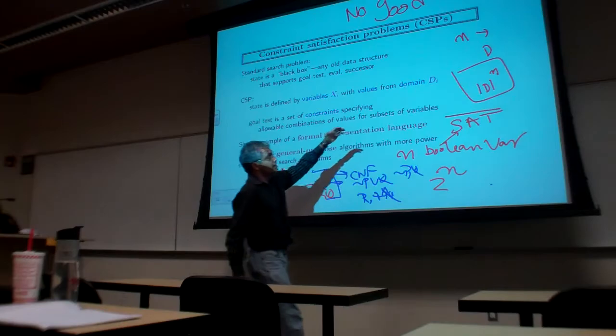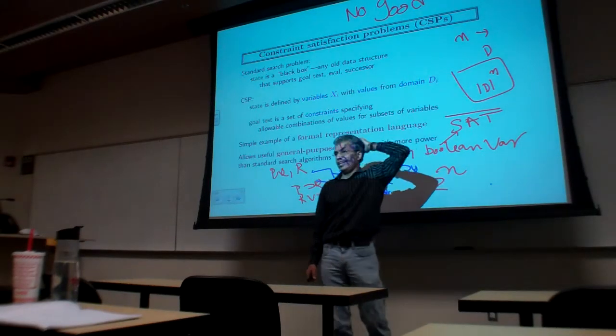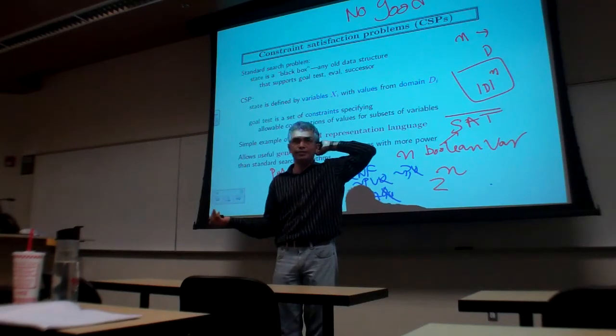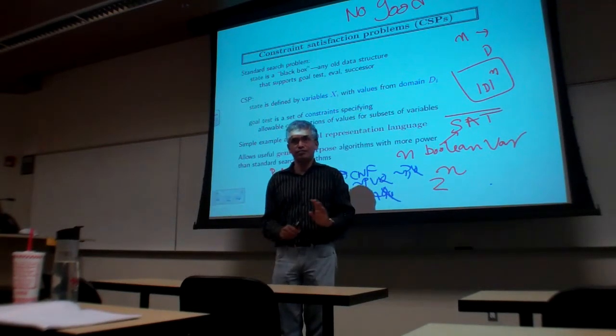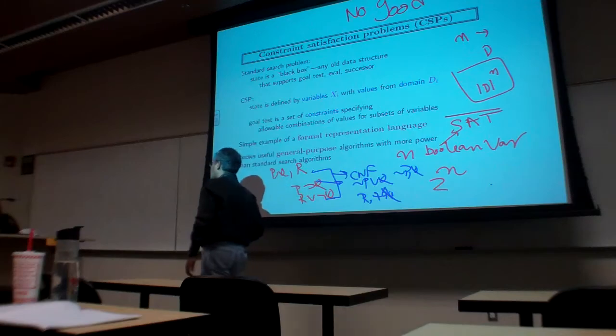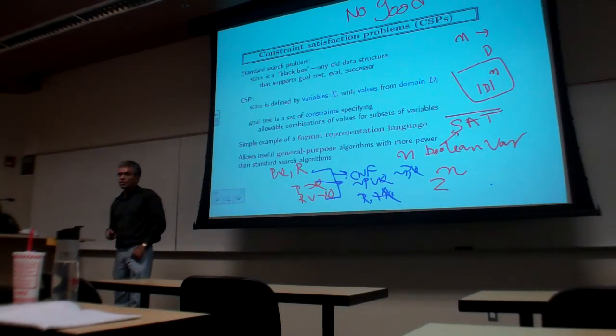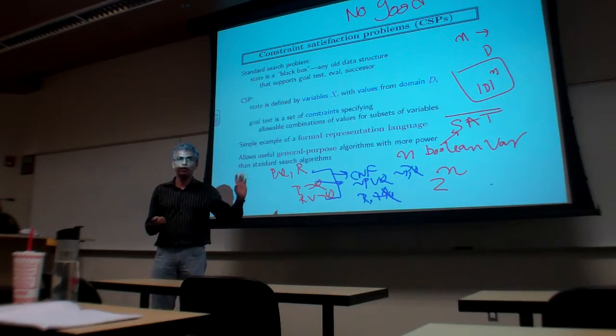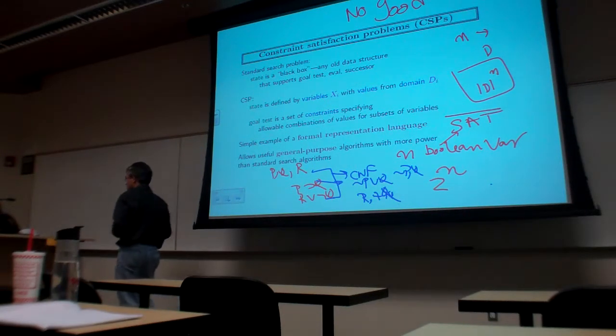And so, since CSP is the general case, SAT is a special case of CSP, CSP is also NP-complete in the worst case. Okay. But we will look for special scenarios where CSPs are actually easy. That's part of what we'll do. Okay. Tractable subclasses.